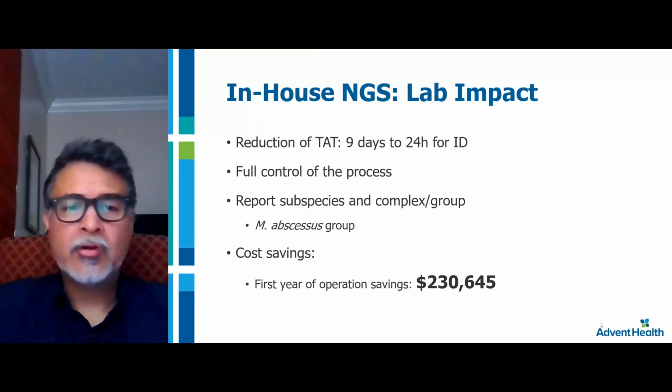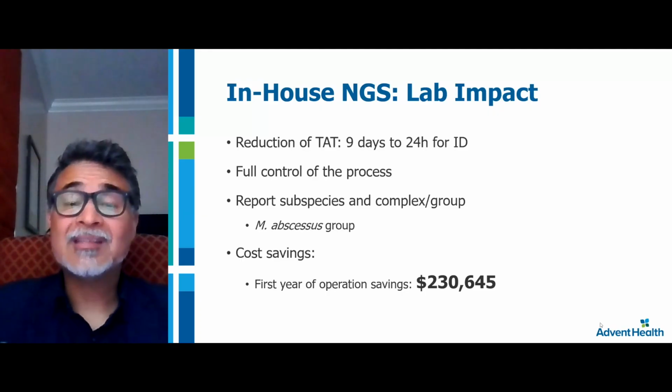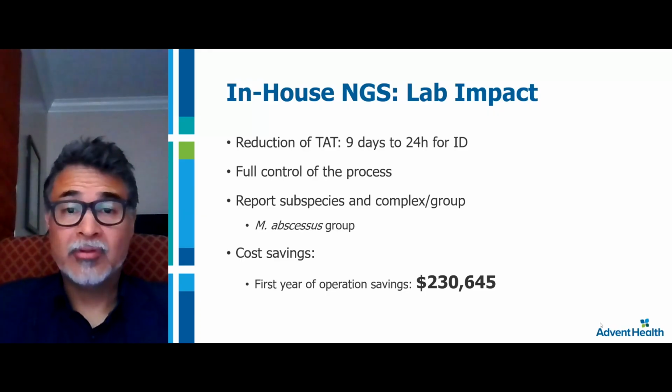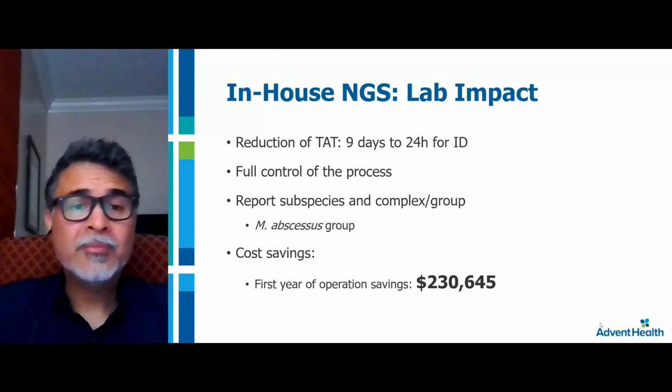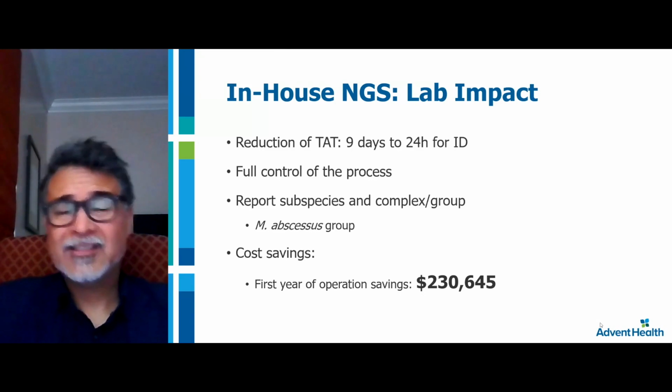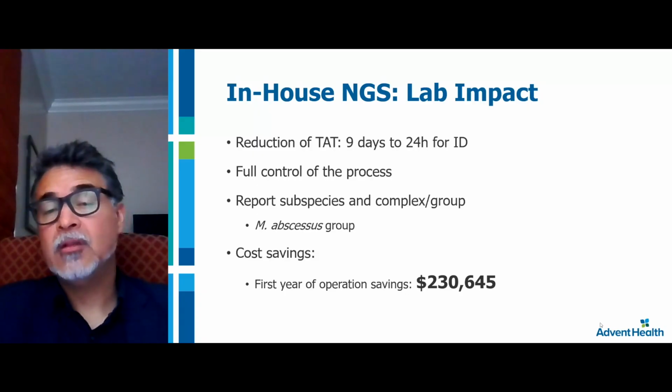So what was the impact? Well, a reduction of turnaround time, 9 days versus 24 hours for identification. That's a significant impact on turnaround time, especially for mycobacteria and rapid approach for empirical treatment. Full control of the process. So now we are able to isolate and decide based on our data which organism need to have identification. It hasn't been done before.